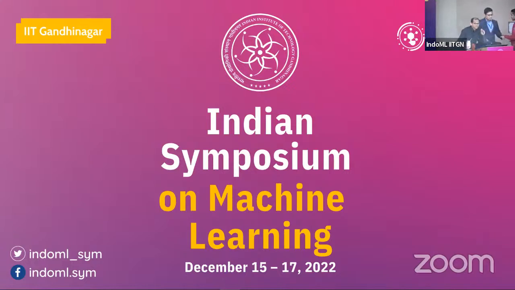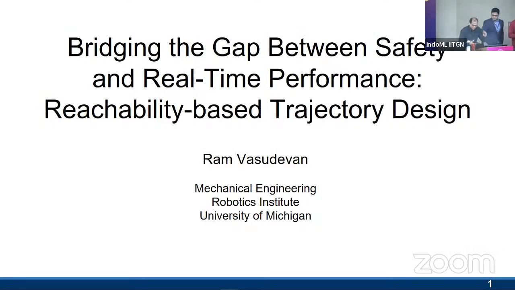Okay, so next for this session, I would like to call on stage Professor Ram Vasudevan. So Ram is an associate professor in the Mechanical Engineering Department and the Robotics Institute at the University of Michigan. He received all his BS, MS, and PhD from UCB. He has been recipient of many awards, including NSF Career Award, ONR Young Investigator Award, and so on. And he also received many Best Paper Awards, including one at ICRA. So Ram, we are looking forward to hearing from you.